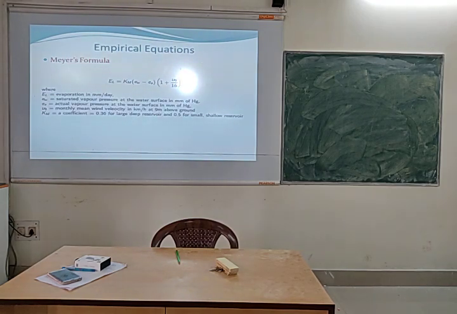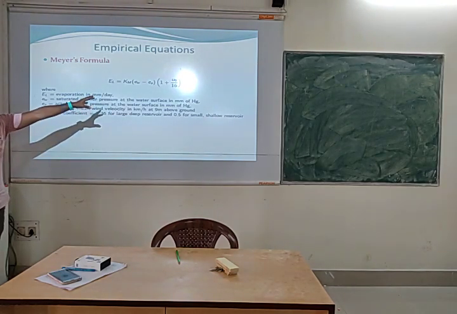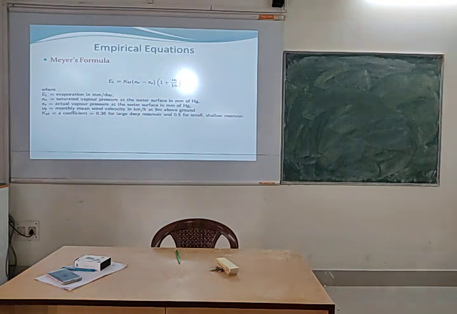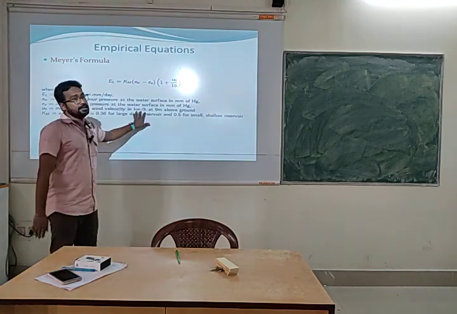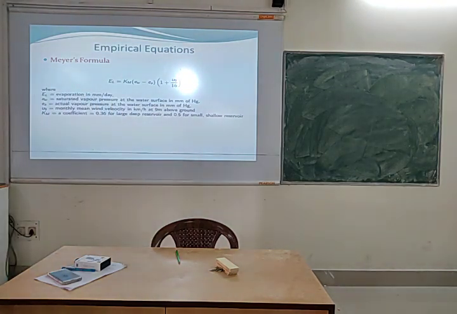There are several other formulae, like the Meyer formula, right? You can see the Meyer formula is almost the same, but we have a different factor over there, that is U9. U9 is related to the wind speed as well, because they are not using FU. Instead of FU, in brackets they use 1 plus U9 by 16. What is U9? U9 is the monthly mean wind speed in kilometer per hour at 9 meters above the water surface.